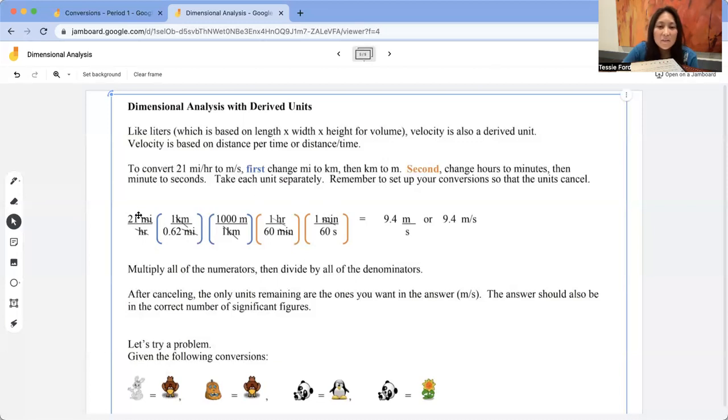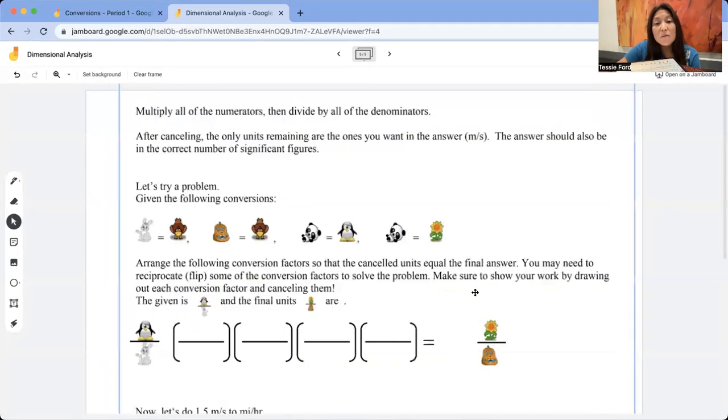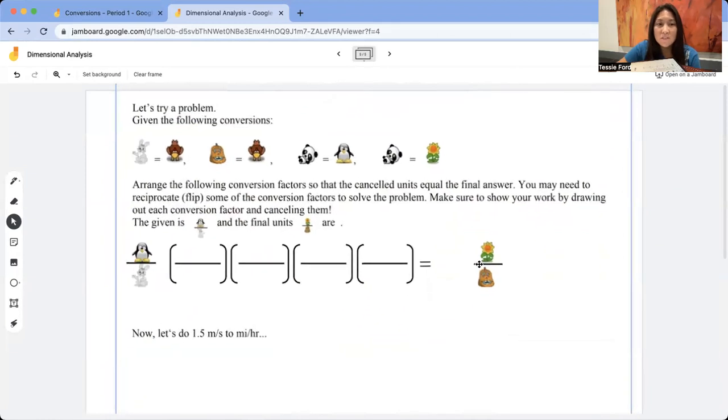And then again, what did they do here? Everything on the top, they multiplied. And then they divided by everything on the bottom. So 21, plug into your calculator right now and try it. 21 times 1,000, and then 1, so you can ignore those, divided by 0.62, divided by 60, divided by 60 again. So play with it and you should get 9.4. If you want to be really confident, you should do it yourself. So that's an explanation, but again, we should do it together and try.